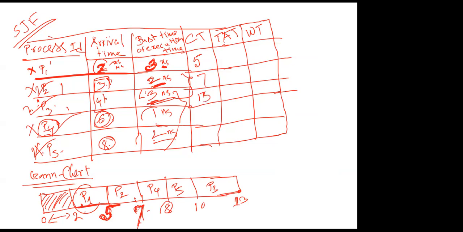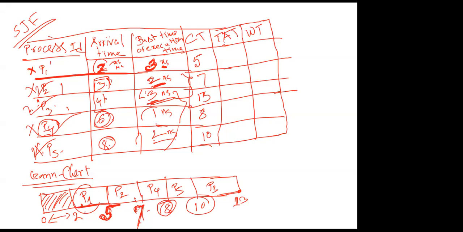Next is process P4. P4 completes its execution at time unit 8, and process P5 completes its execution at time unit 10. Okay, this is the completion time of each process, and from the Gantt chart you can easily figure it out.